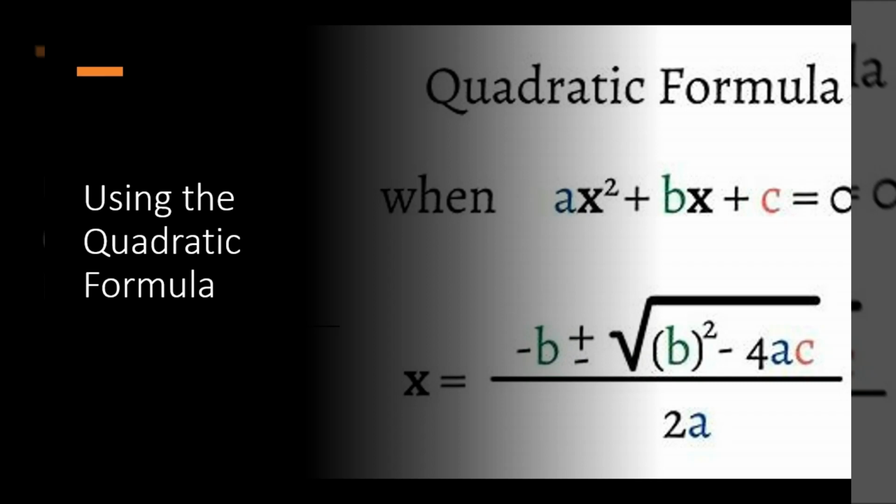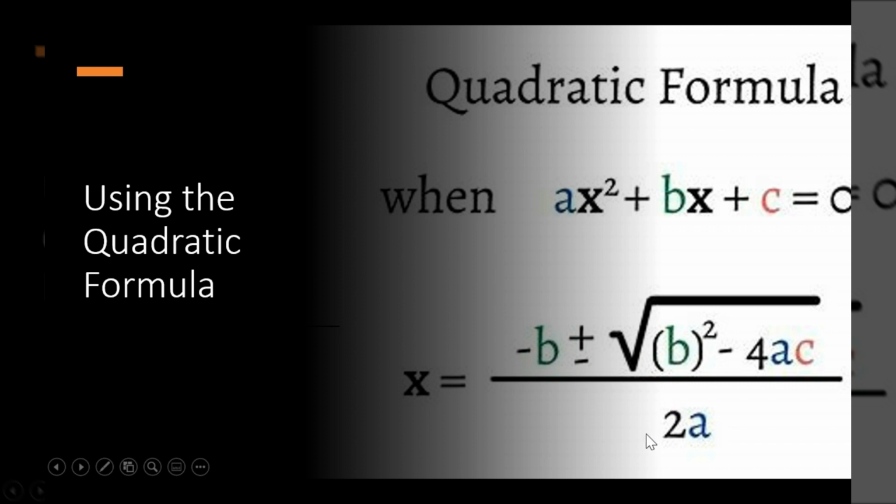In this video, we're going to talk about how to use the quadratic formula. One thing to keep in mind, the quadratic formula is going to be used based on our standard form. So we have ax squared plus bx plus c. And the equation is going to be negative b plus and minus the square root of b squared minus 4 times ac all over 2 times a.